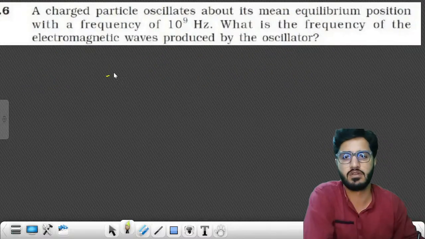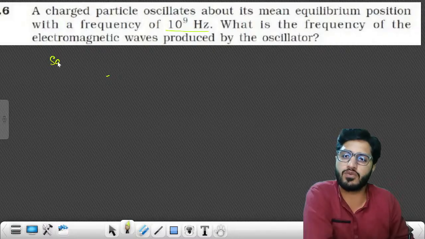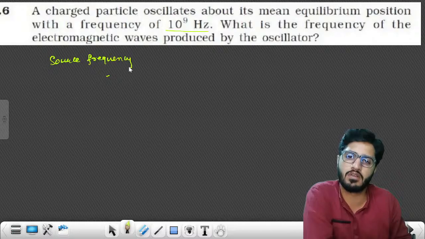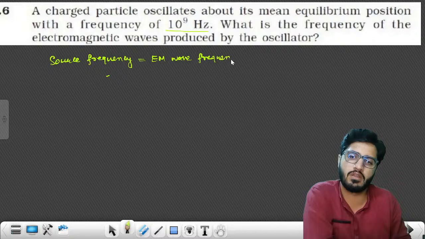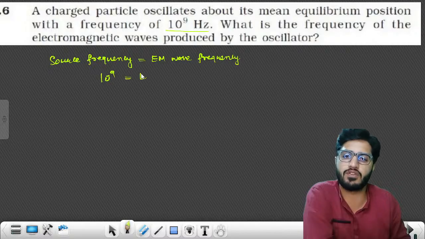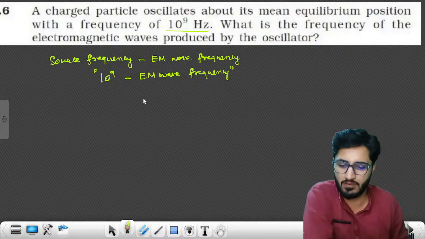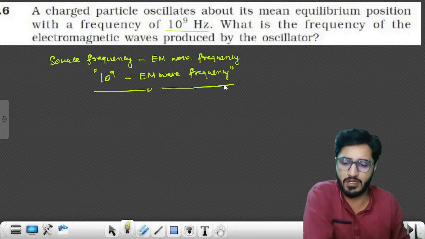Okay, now this one. A charged particle oscillates about its mean position with a frequency of this much. So the frequency is given to us. We know that the source frequency is equal to the EM wave frequency. Source frequency 10 to the power 9. So this is my EM wave frequency, right?